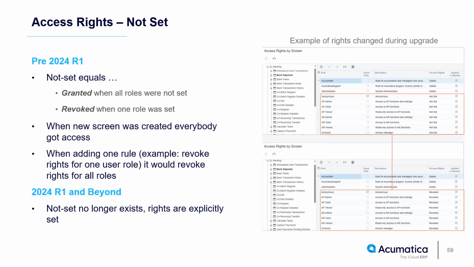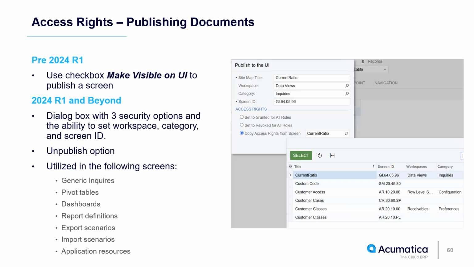The challenge was when an administrator assigned rights, such as revoked, to one user role, then all other roles remained not set but could no longer see the screen. Prior to 2024 R1, users would click a button to publish a new inquiry. The user would not be prompted to set access rights so everybody could see it. Now, customers receive a dialog box when they publish an inquiry that offers convenient options.